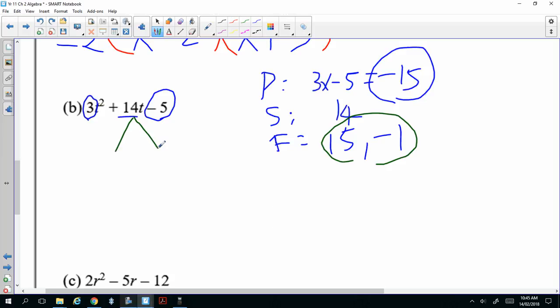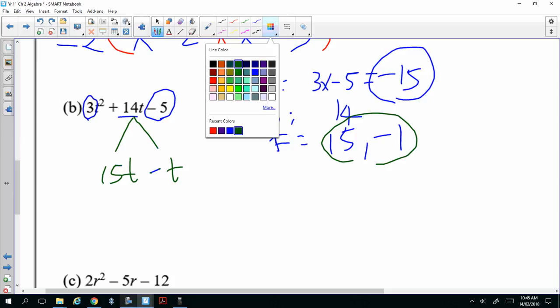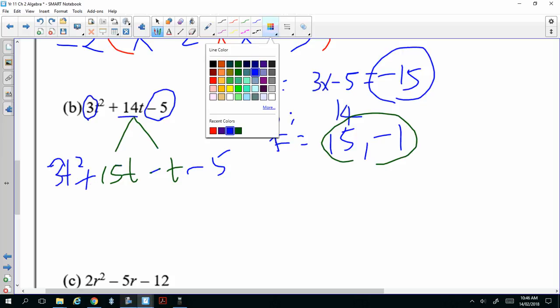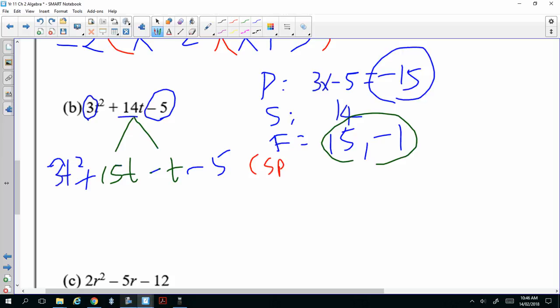Into 15t and negative t. Okay? Split into two parts. And then everything else, no change. So, you just write them normally. Like that. That's your first step, is to split. First step is to split the middle term. Split the middle term.